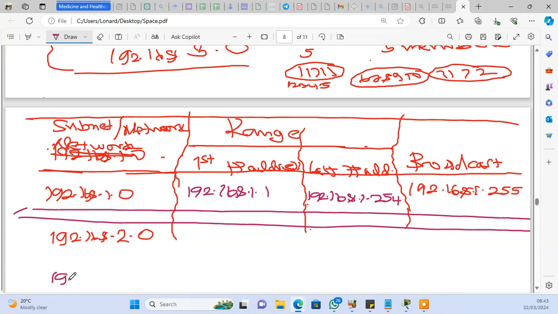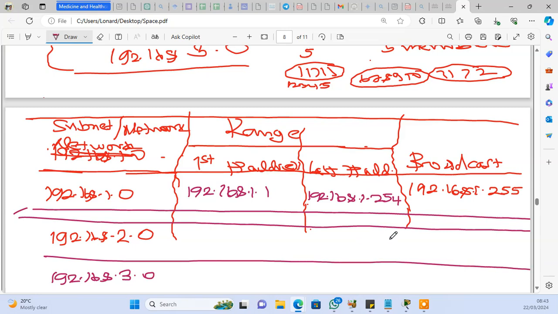If it's 192.168 and you add the magic number, now the magic number is 256, it will end up changing this to a 3, then dot 0. So on this, once you have the next subnet, then you can subtract the 1. If you subtract the 1, automatically it will give you 192.168, then dot. If you subtract the 1 here, it's a 2.